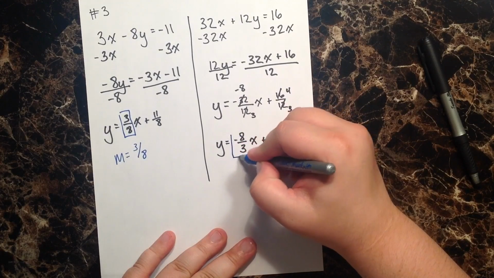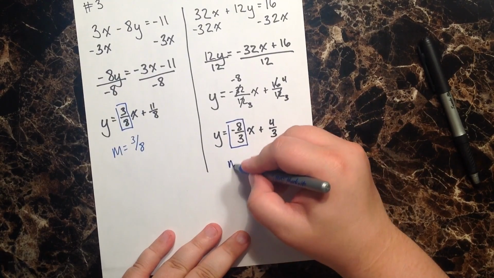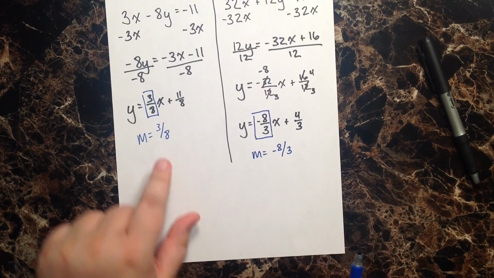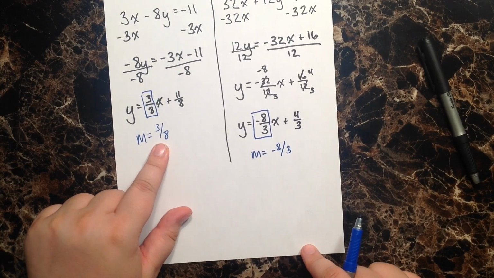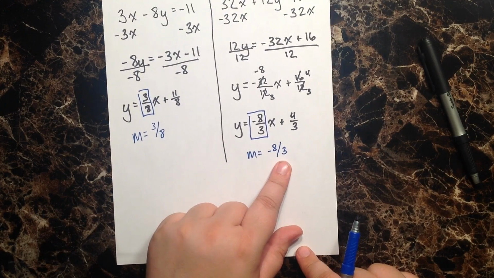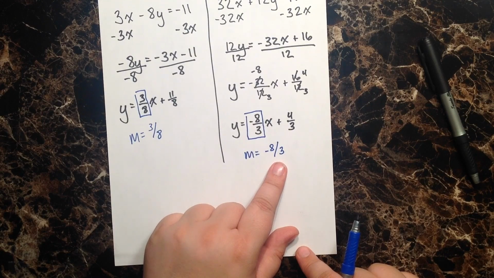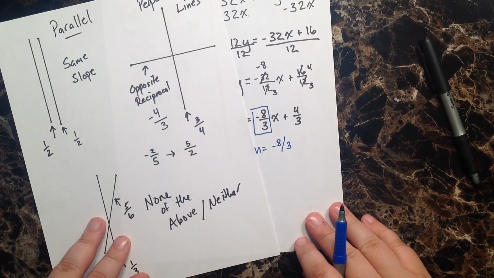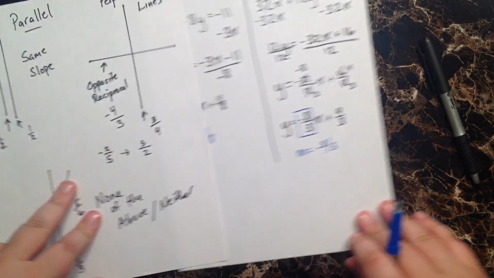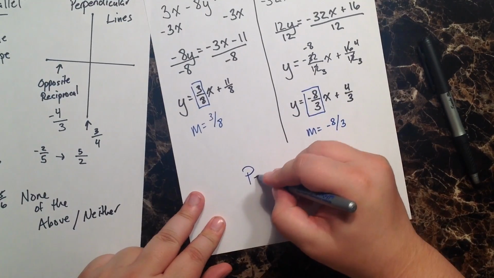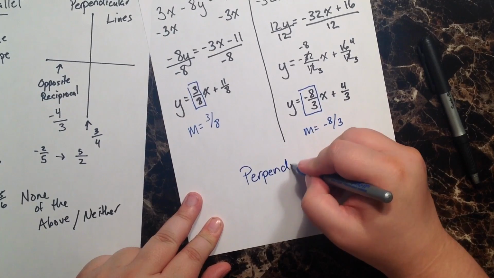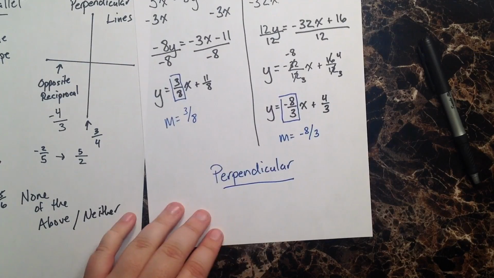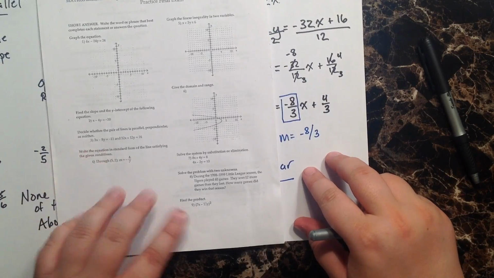Again, the only part of this equation we're really concerned with is the slope. Here I have one slope that is positive 3 over 8, and the line I'm comparing it to has a slope of negative 8 over 3. What did we just learn? That that's an opposite reciprocal. So those lines are going to be perpendicular to each other. That's all they ask us to do for question number 3, and we've done that.